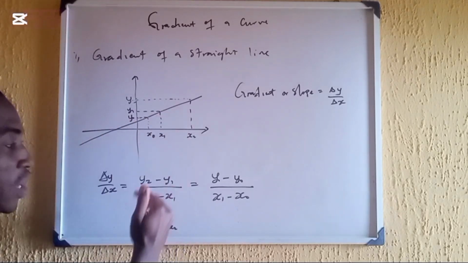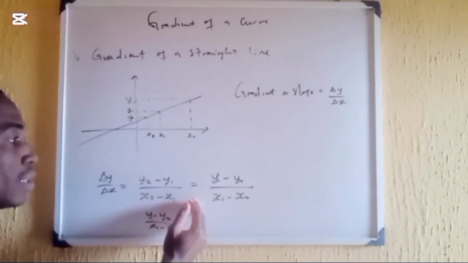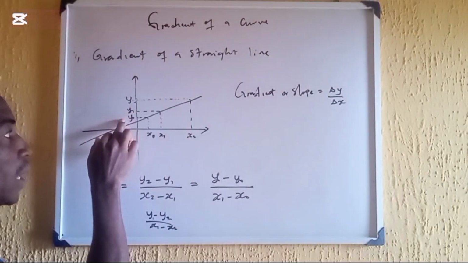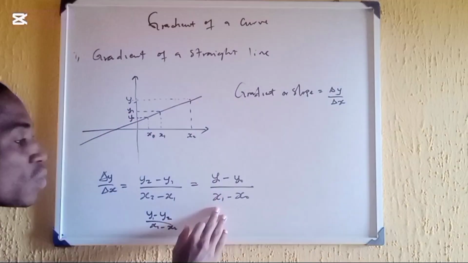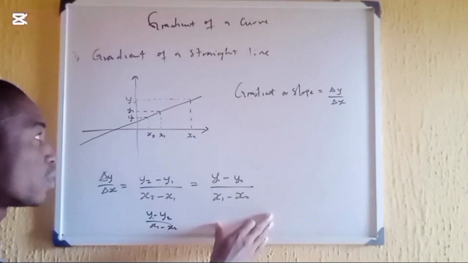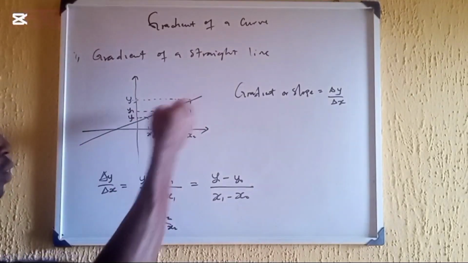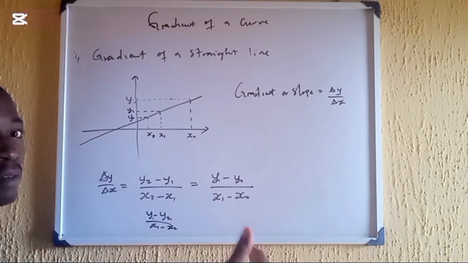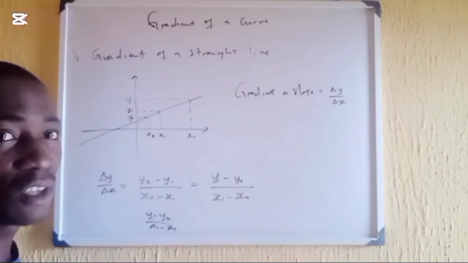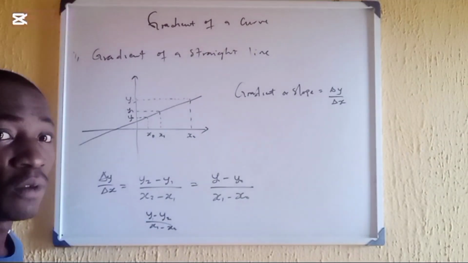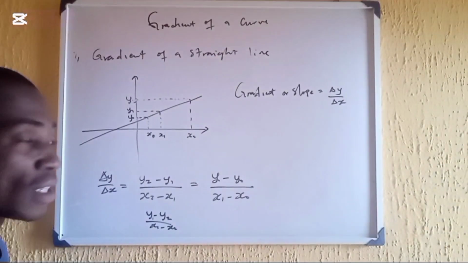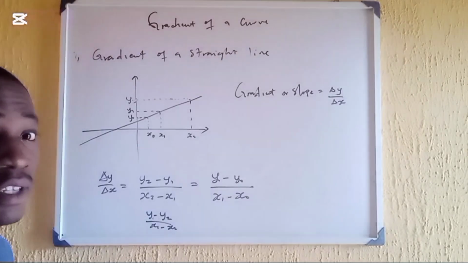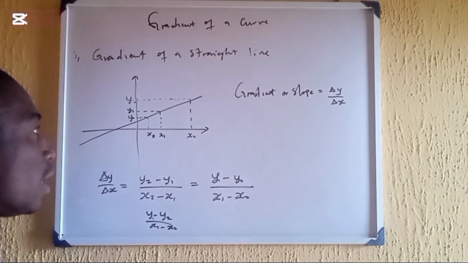Then we say that expression is also the same as saying y1 minus y0 over x1 minus x0. So anywhere you pick 2 points on this line and you take the difference of y divided by the difference of x, it will still give you the same thing. That's why we say the slope of a straight line is constant, irrespective of the points you pick. Now let's take an example.